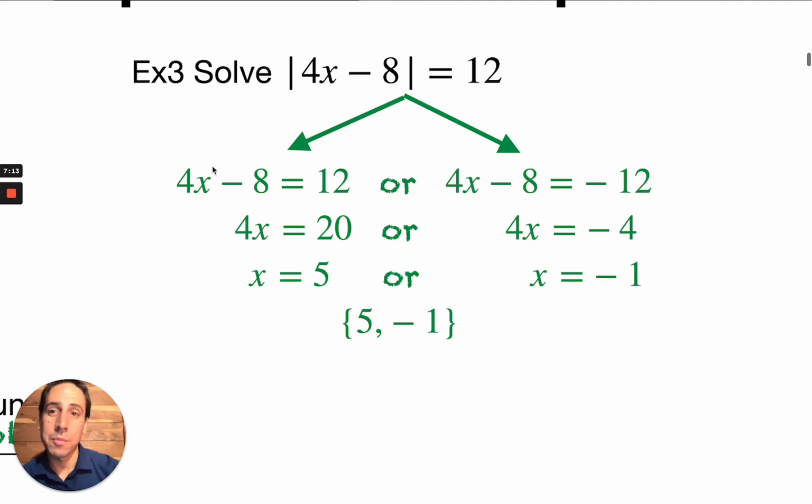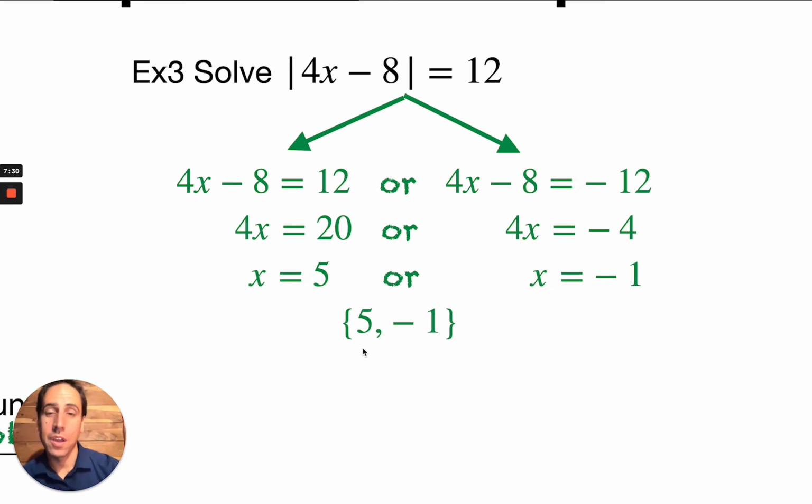When you solve these, you solve them just like regular linear equations. You undo the subtraction with addition. You undo the multiplication with division. And you get x equals 5. You get x equals negative 1. And so the solution set actually has two solutions in it, 5 and negative 1.